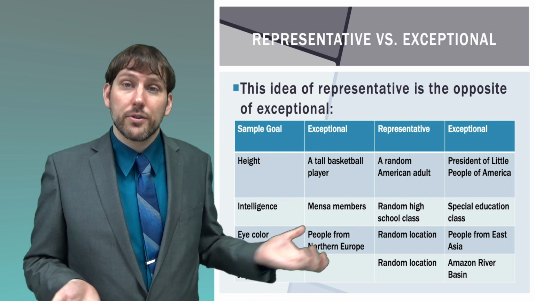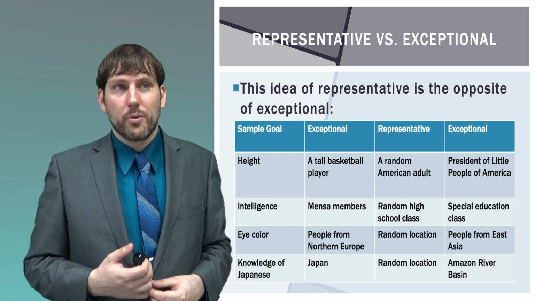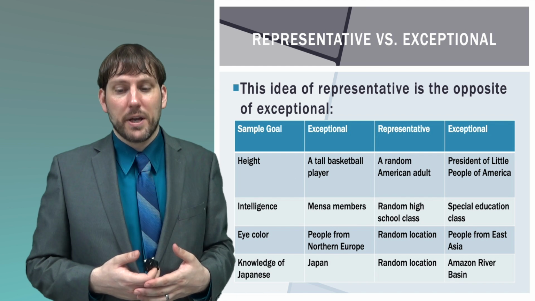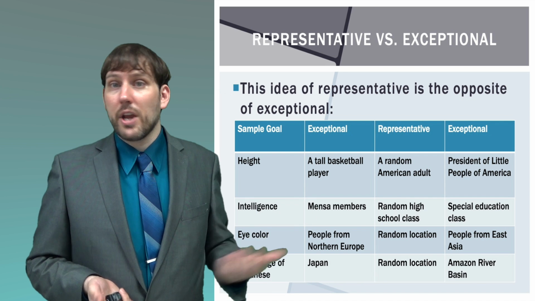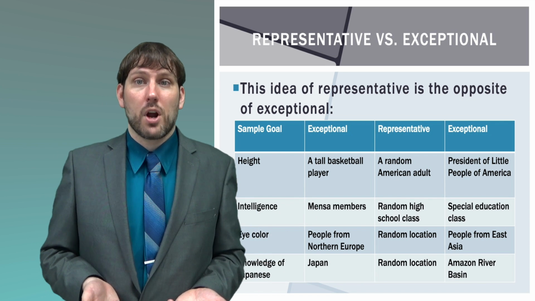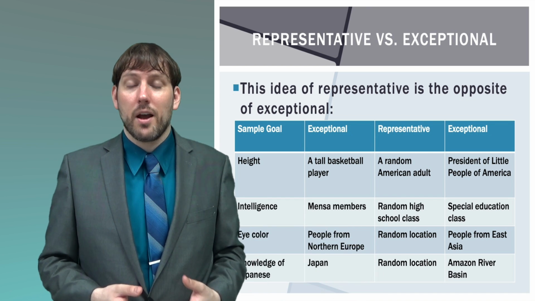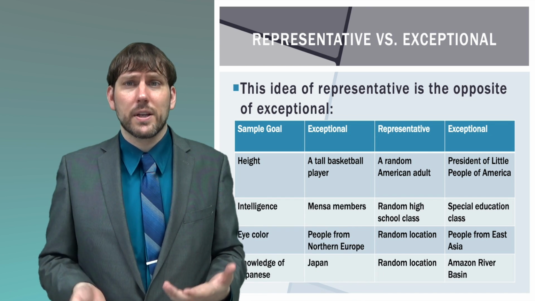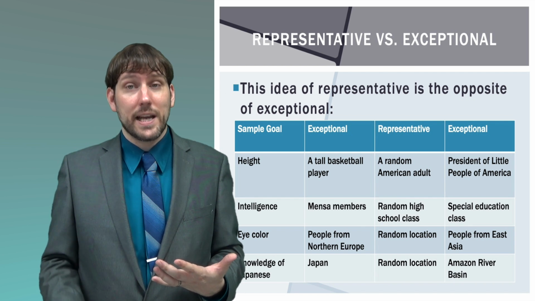Knowledge of Japanese. If we go to Japan, we'll find an exceptional number of people who can speak Japanese. If we went somewhere random on the planet, maybe this is better for knowing how much people know about Japanese in the world. If we went to the Amazon River Basin and visited some tribes that don't encounter the world, that'd be a bad sample for the opposite reason. They don't have the normal experience. So we're looking for things that are very normal, because we're trying to make educated guesses.